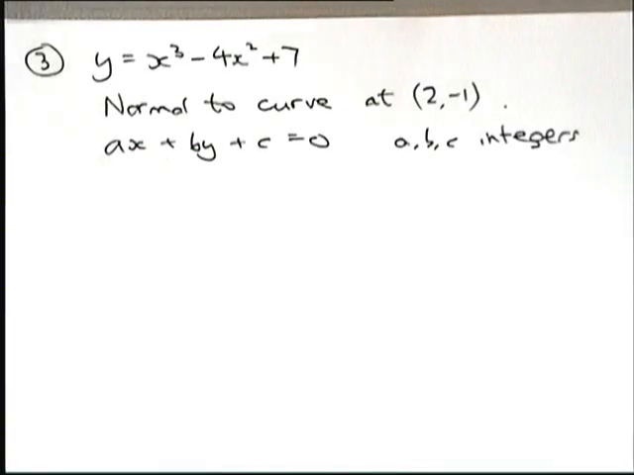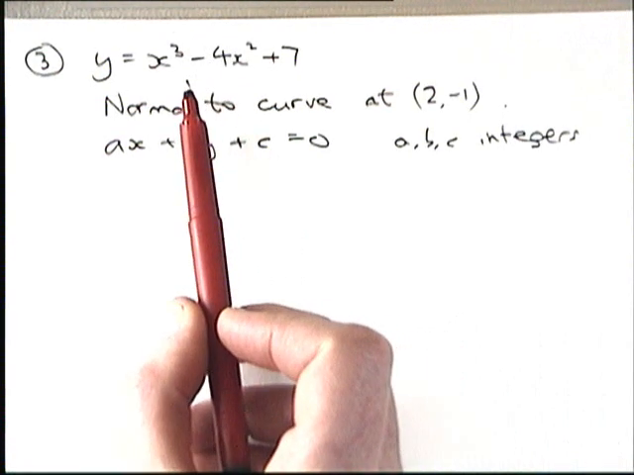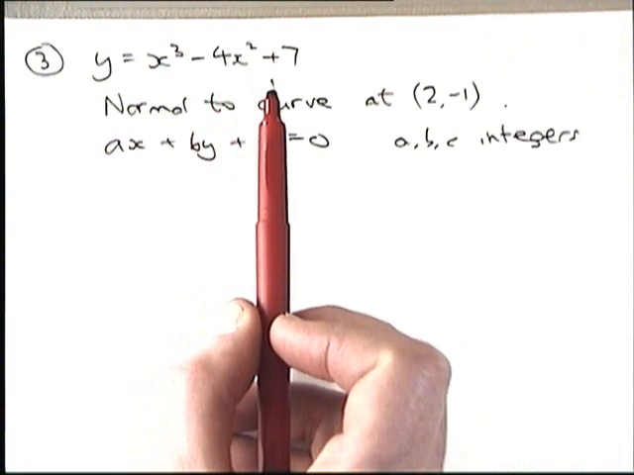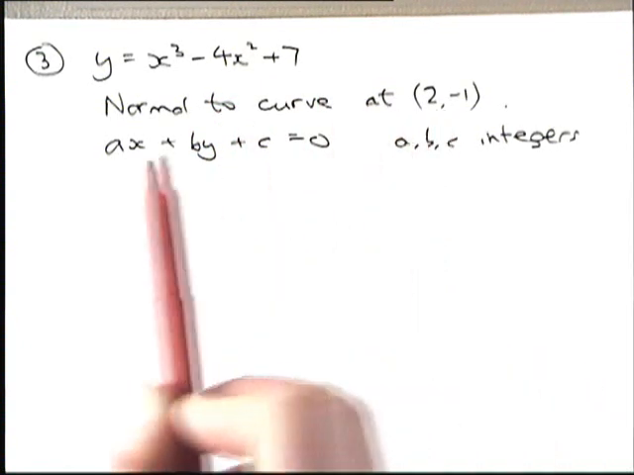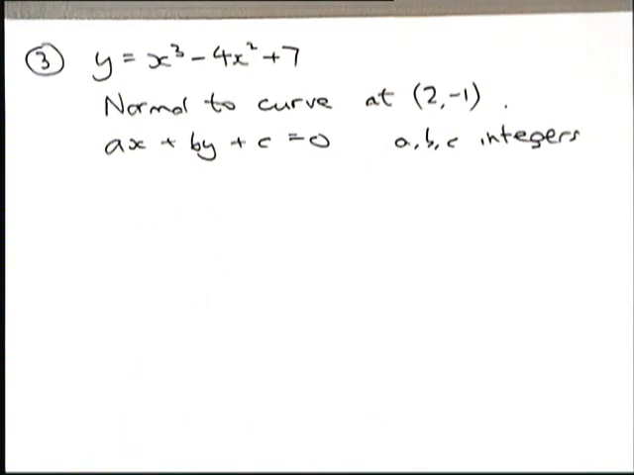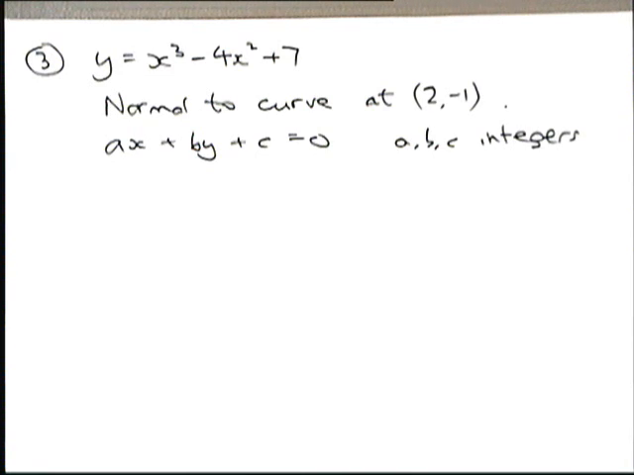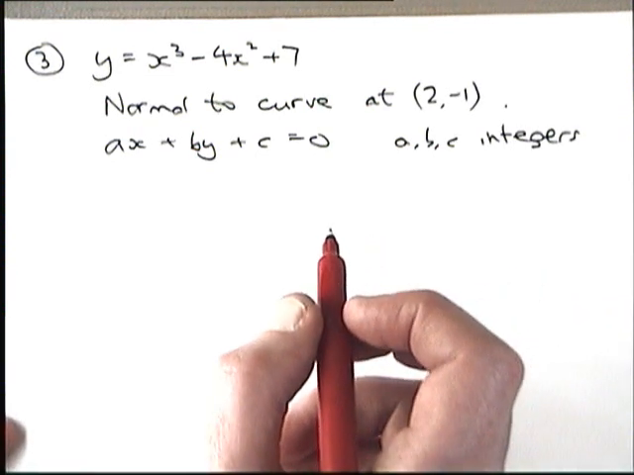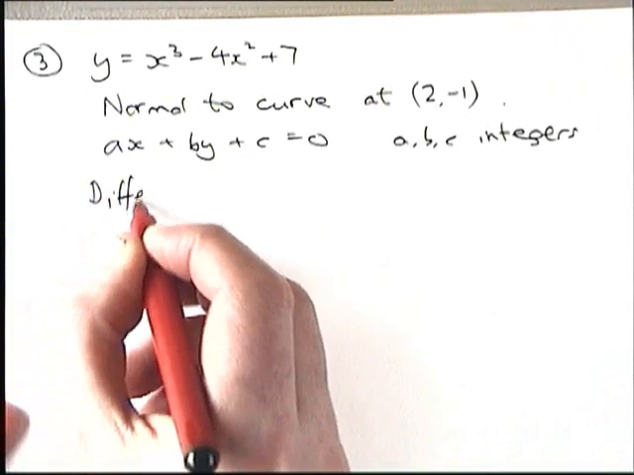Question 3 says, find the equation of the normal to the curve y equals x cubed minus 4x squared plus 7 at the point (2, -1), giving your answer in the form ax plus by plus c equals 0, where a, b, c are integers. Now, integers, remember, means whole numbers. If you've got to find the normal for the curve, the first thing you've got to do is differentiate.